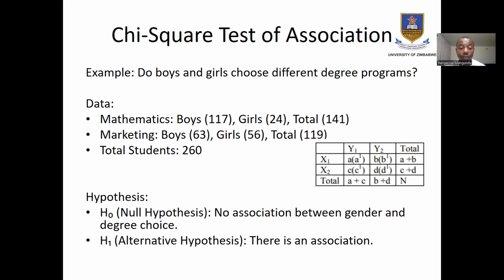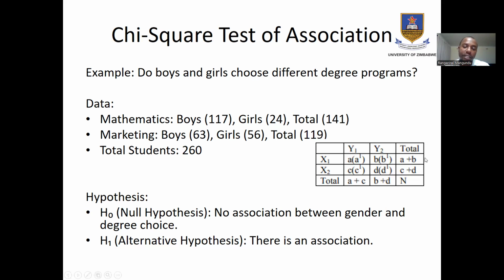So we've got an H0, if you've ever heard about this animal. It's called the null hypothesis. And in this case, our null hypothesis says there's no association between gender and degree choice. There's nothing about gender that made the 56 girls choose to do marketing. And then our alternative hypothesis would be to say, yes, there is an association between gender and the choice of program.